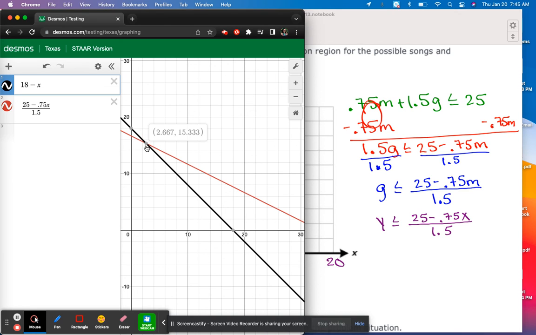And our intersection point, so the important part, is right here at 2.667 and 15.333. About right here on our graph. 18. So give me just a second.